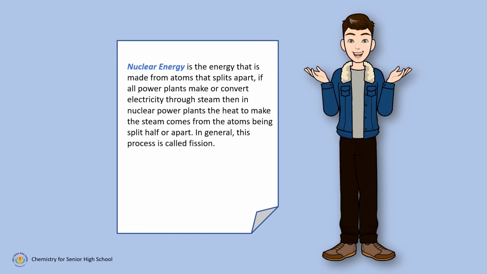Last example is nuclear energy, which is the energy that is made from atoms that split apart. All power plants make or convert electricity through steam, and in nuclear power plants, the heat to make the steam comes from the atoms being split apart. In general, this process is called fission.